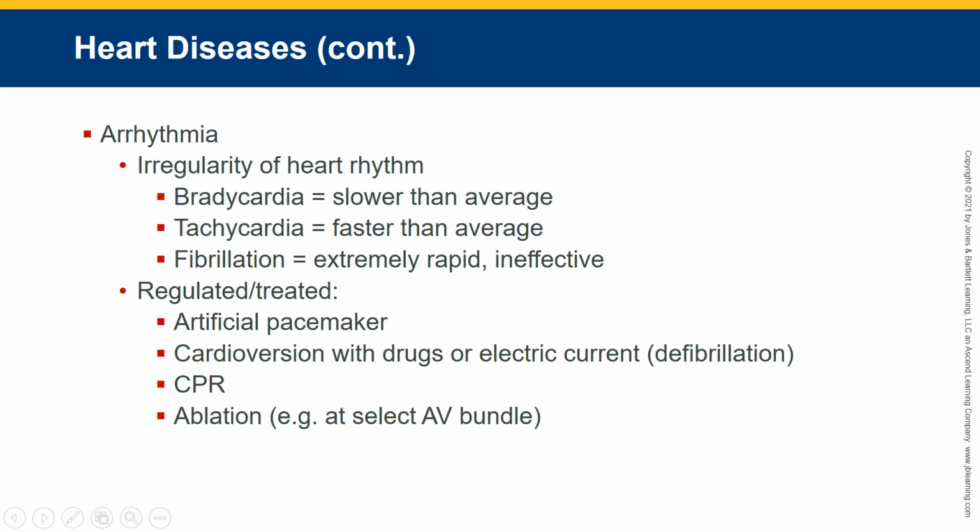CPR, cardiopulmonary resuscitation, that will get someone back in rhythm. But an ablation is a surgical procedure where they basically damage and make non-functional some of the very specific AV bundles that trigger the contraction of the heart muscle. And so if you can damage some of them, if they're overactive, it hopefully brings someone back into rhythm.